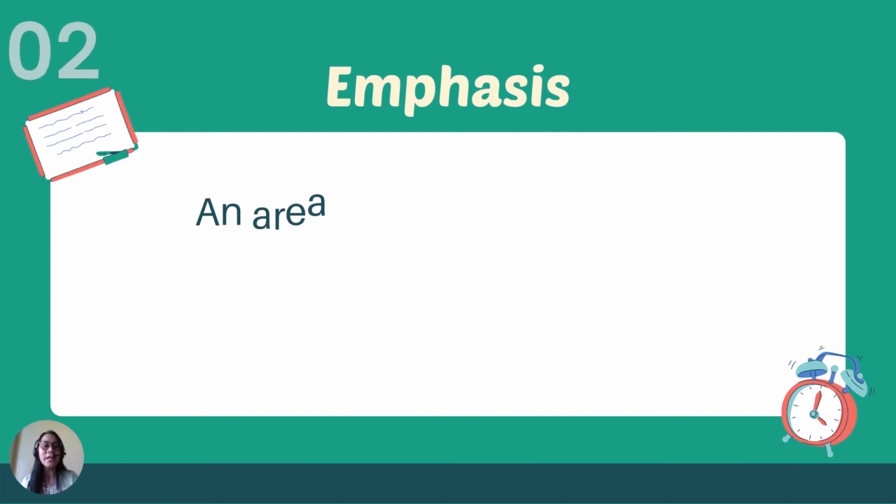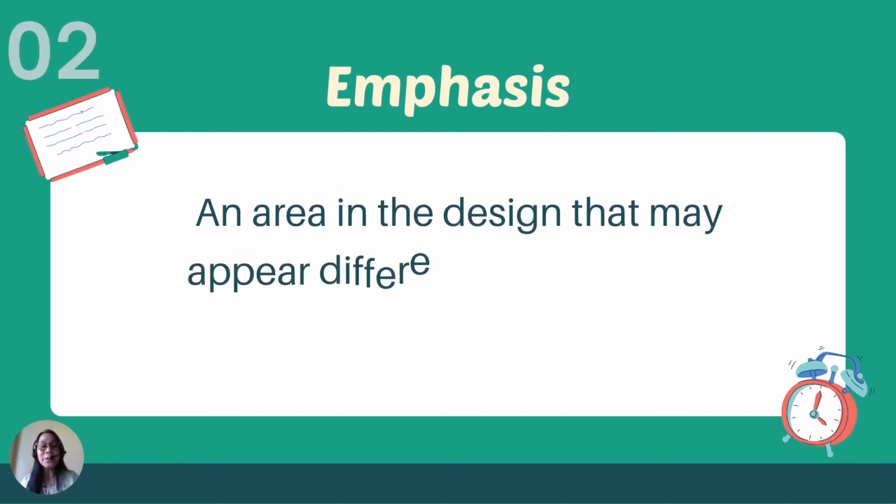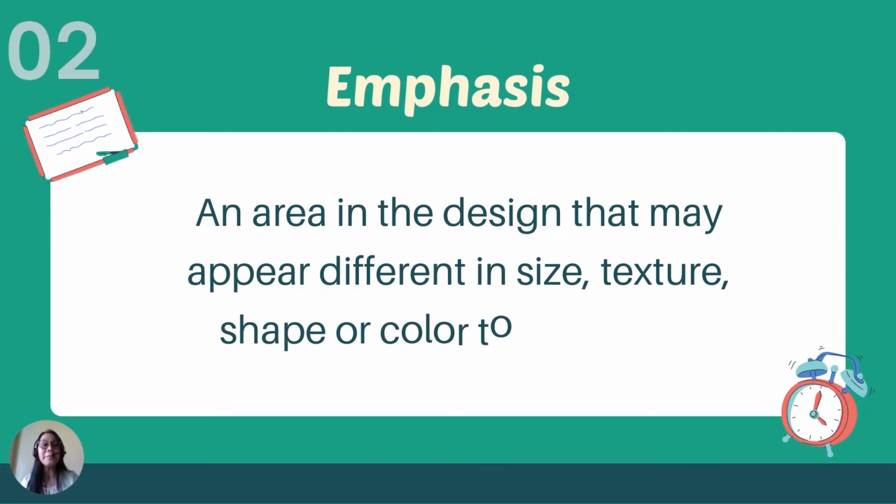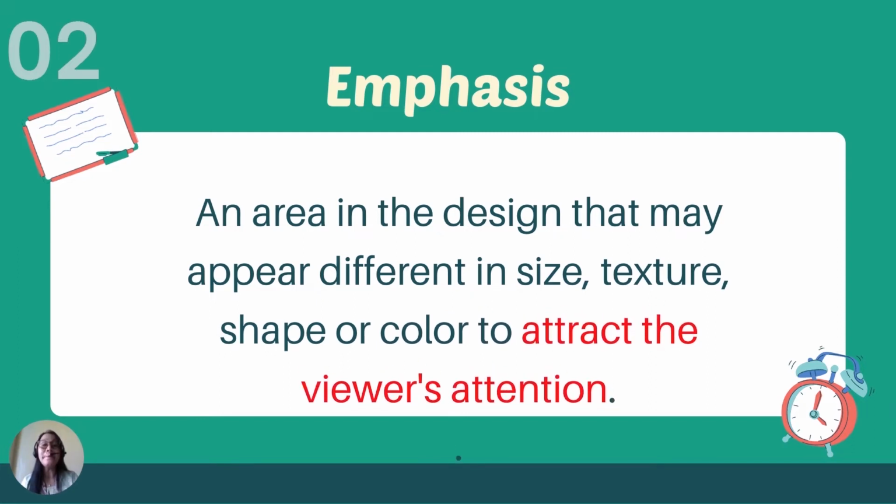Okay, shall we proceed? The second principle. The second principle is emphasis. From the word itself, emphasis, it gives emphasis. It gives a certain focus. So it is an area in the design that may appear in different sizes, textures, shapes, or colors in order to attract viewers' attention. So in your layout, you are going to apply emphasis in order to catch viewers' attention. No? So with different sizes, textures, or objects, or even colors, you can apply emphasis to it in order to catch viewers' attention.